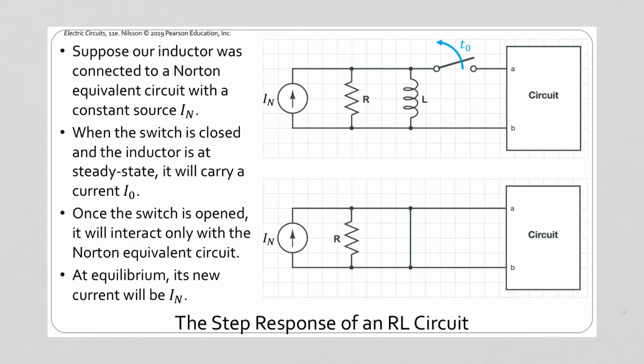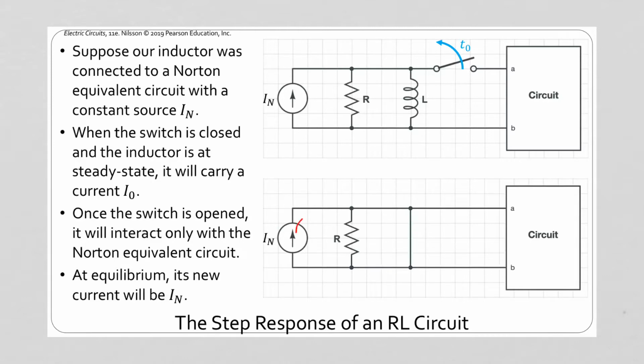Now imagine that we have our inductor that is connected to some charging circuit, and then it's connected to a Norton equivalent circuit where there's some resistance there and there is a current source. If the switch is closed and the circuit is at steady state, meaning we're at equilibrium, the switch being closed gives us just a wire here. At steady state, the inductor is going to act like a wire there as well.